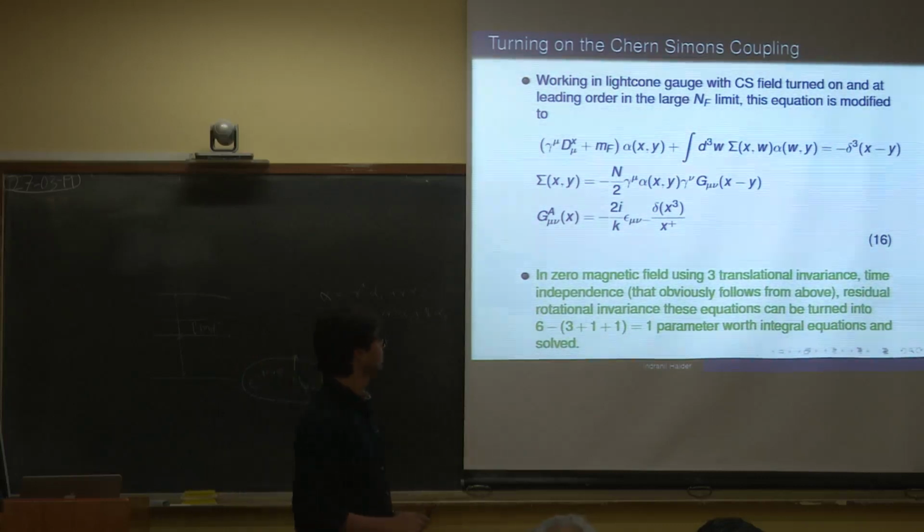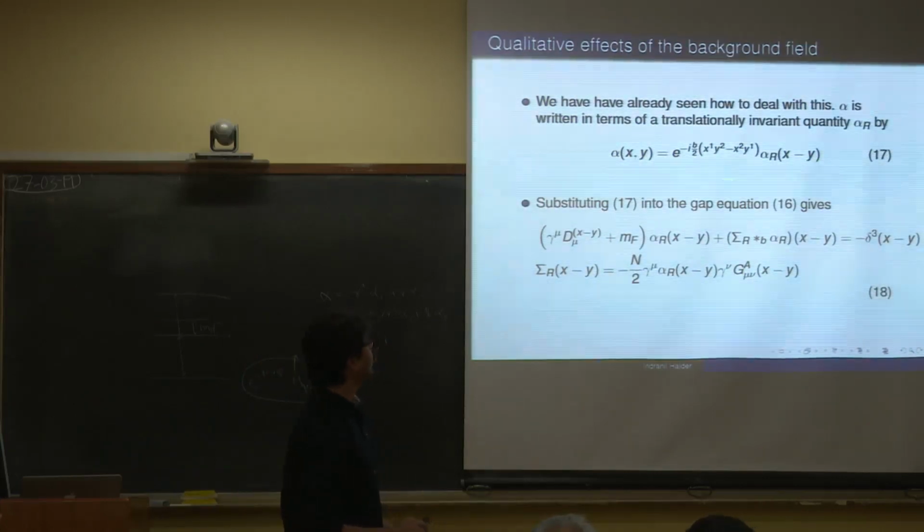But yeah, so this is general. Now we have this expression for alpha and sigma, and we put it back in the old equation. So the first thing that it does is that it makes this operator translational invariant. That happened even in the free theory, but this is the interaction part.